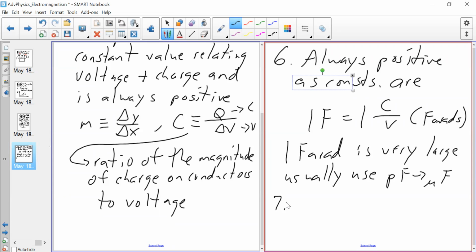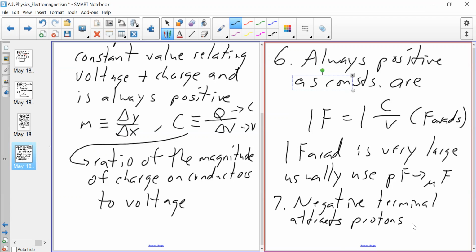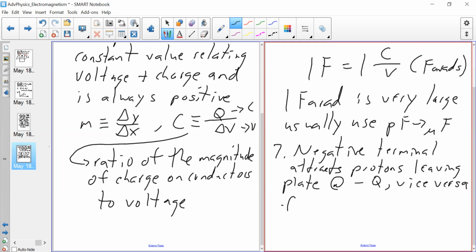So as I was saying earlier, the negative terminal of your battery attracts protons or positive charges, leaving the plate at negative Q. And then vice versa, leaving it positive Q, because electrons will be attracted to the positive terminal. So just vice versa.